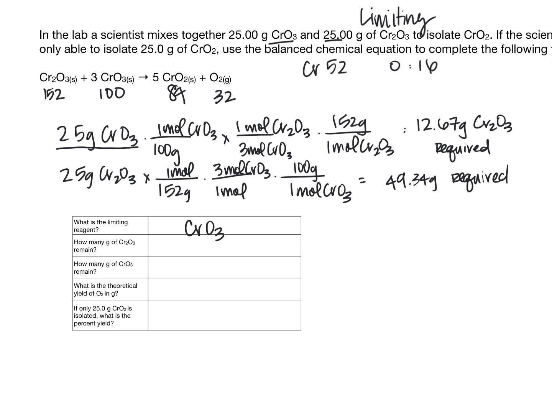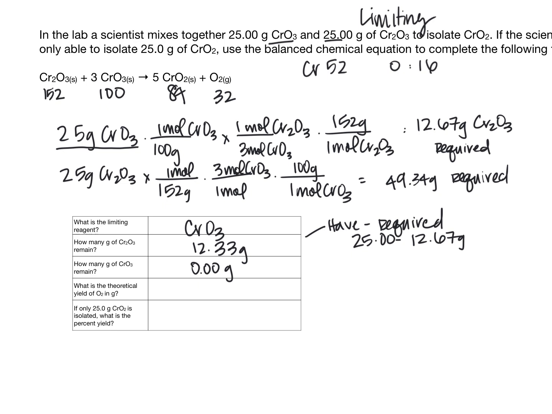So the next questions are about the excess reagent. If something is the limiting reactant, it is completely consumed. Therefore, there is 0.00 grams of CrO3 left. For the other, we're going to subtract what we have minus what is required. So that would be 25.00 minus 12.67 grams, and that's going to give us 12.33 grams.